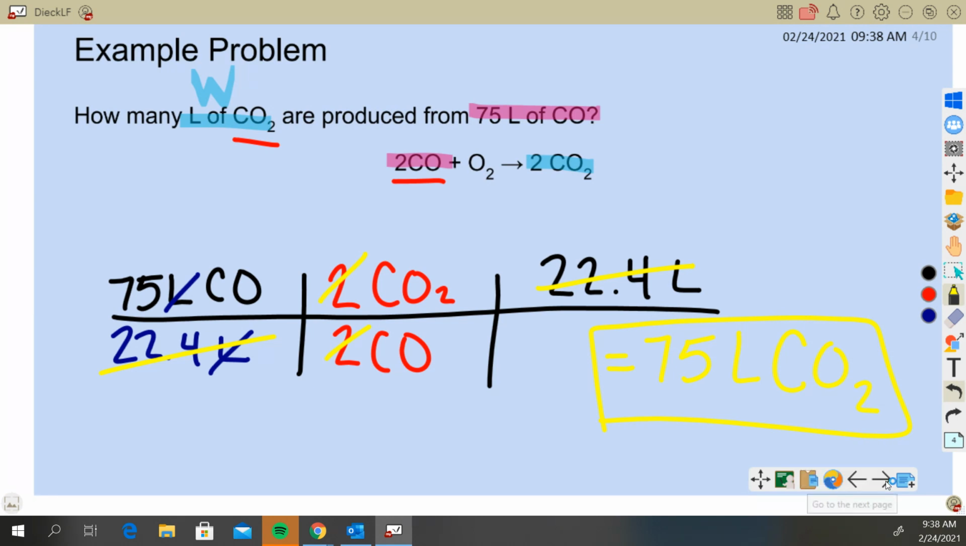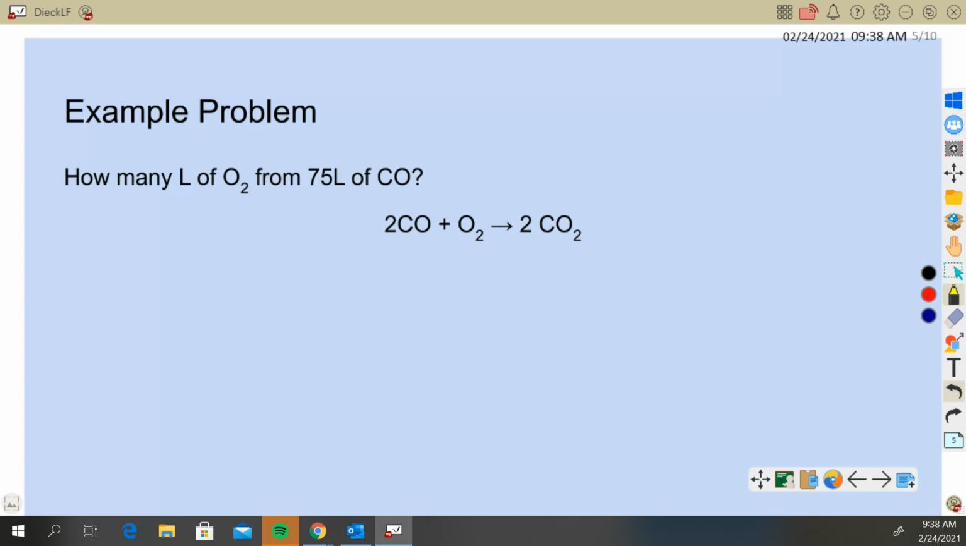So I have a practice problem for you guys to try. On the very next page: how many liters of oxygen come from 75 liters of CO? So I'm going to give you guys a second to try this one, and then we will come back together and work on it.